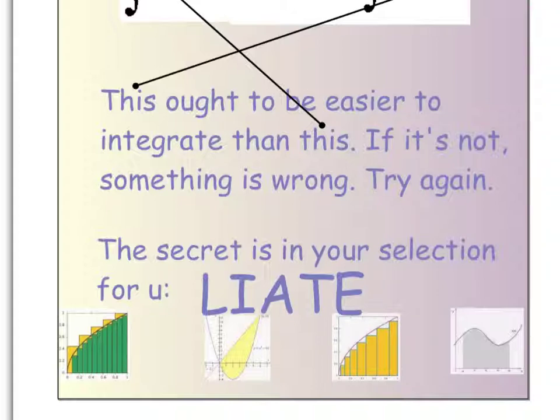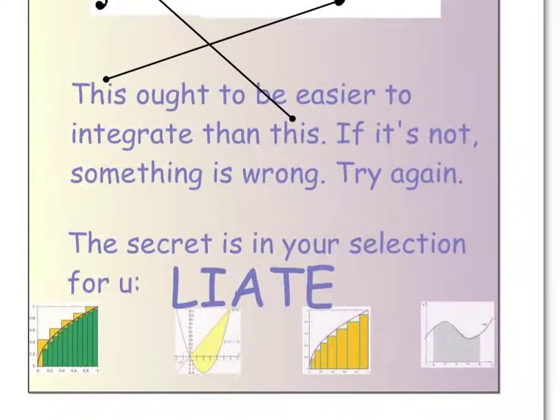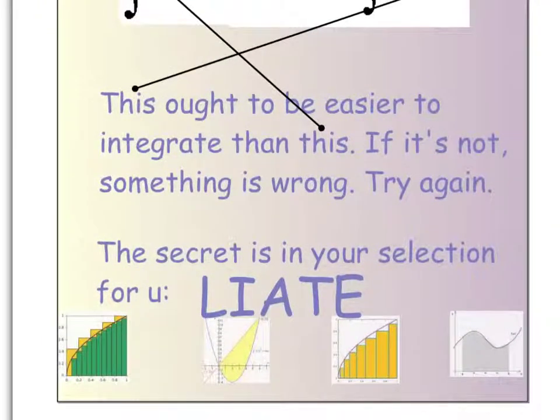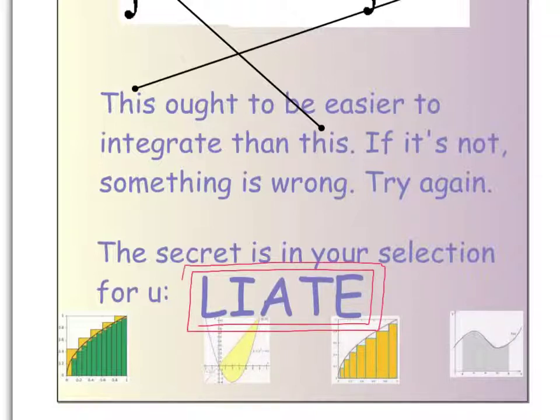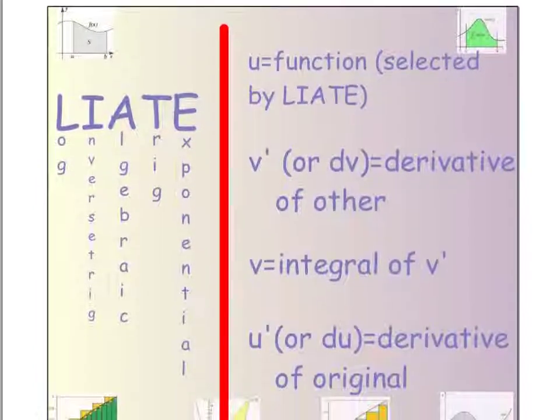So on your next slide or one of your templates in there, you have this term LIATE. That's a really, really helpful selection for choosing what your function u will be. Okay? The L stands for logarithmic functions. Log functions. So if there's a log function, you choose it first.